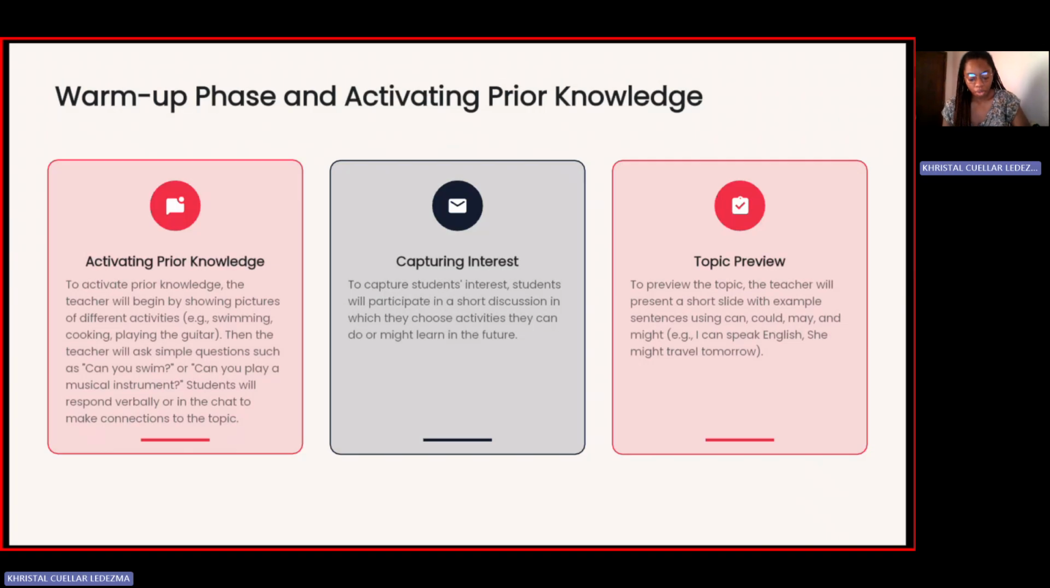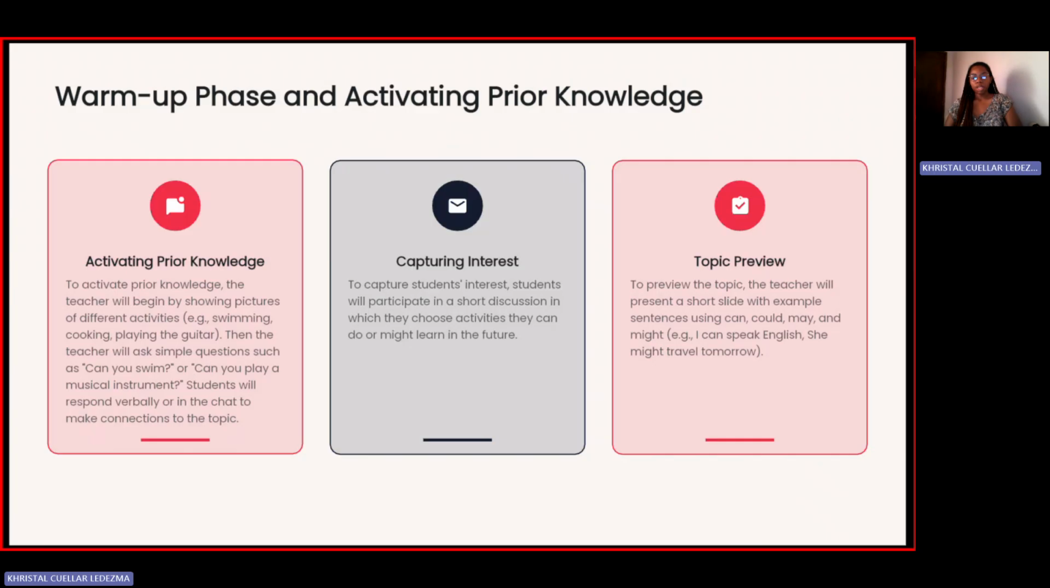Okay, so to activate prior knowledge, the teacher will begin by showing pictures of different activities like swimming, cooking, playing the guitar. Then the teacher will ask simple questions such as, can you swim? Can you play a musical instrument? The students will respond verbally or in the chat to make connections to the topic.